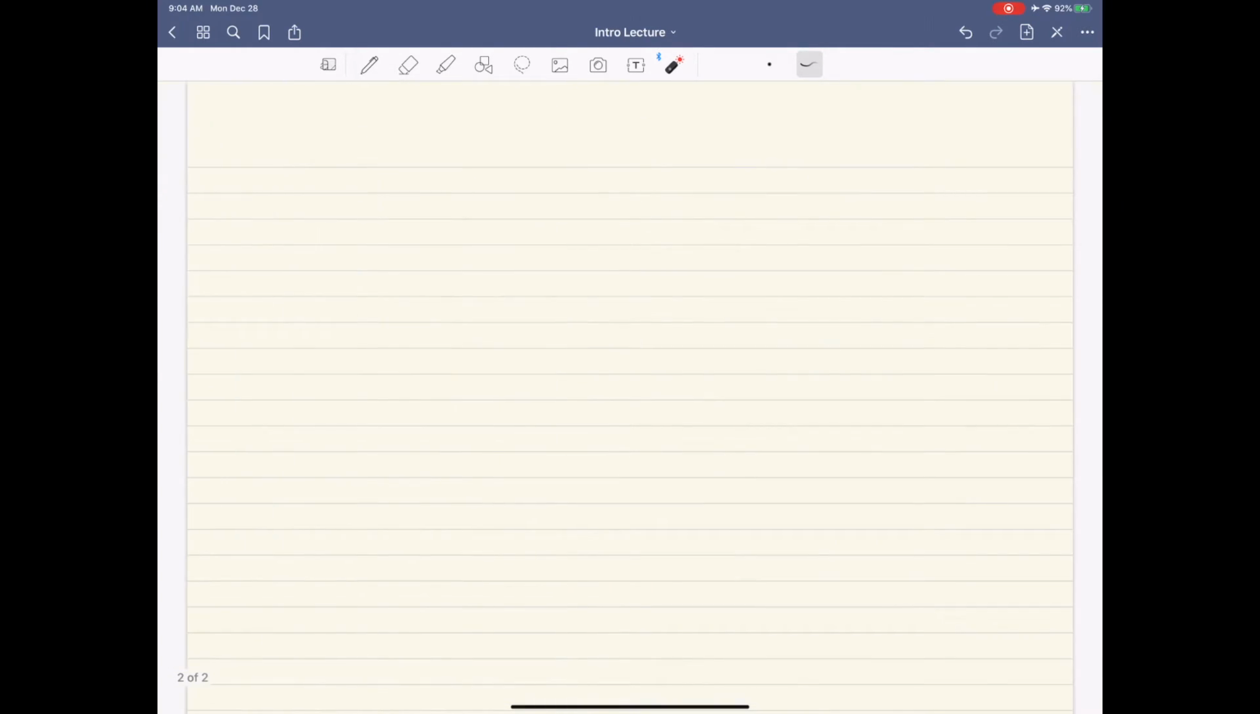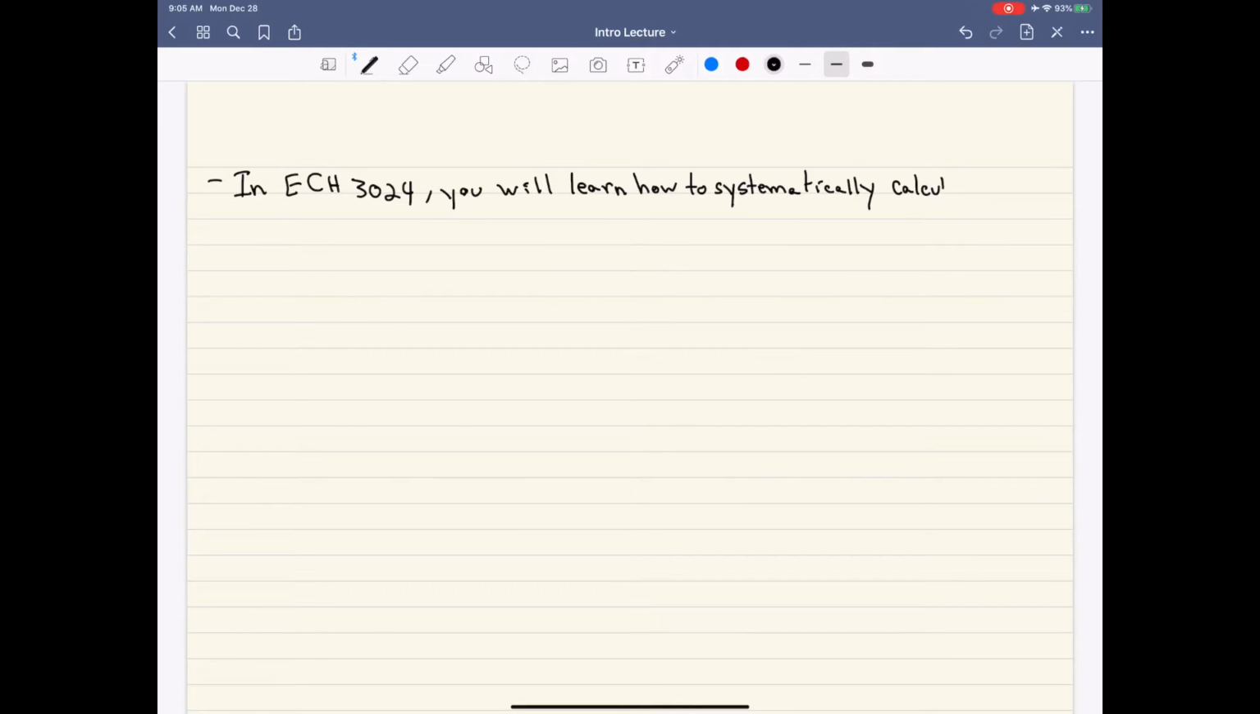In this course, in ECH 3024, we're going to learn how to calculate the energy transfer and the energy costs that are associated with different sorts of processes. So we will learn how to systematically calculate the energy costs of any arbitrary process.